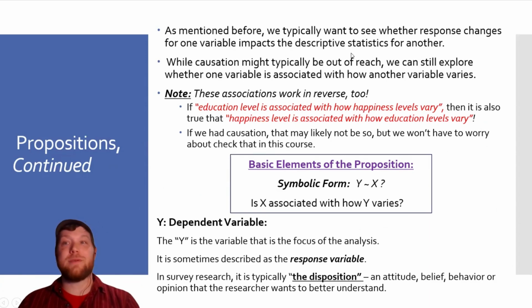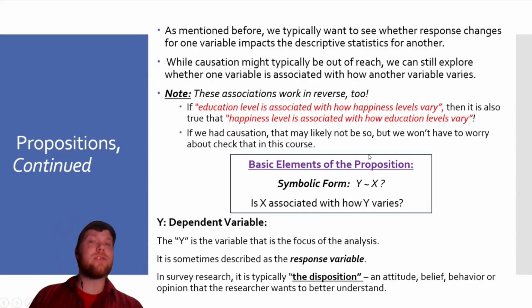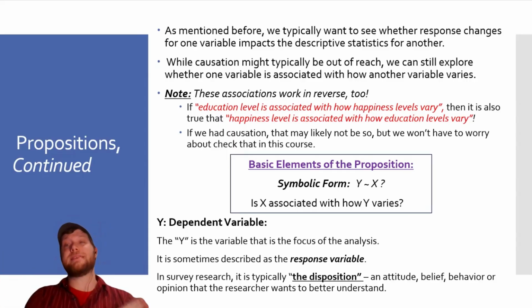So we often want to see whether response changes for one variable impact the descriptive statistics for another. Causation might be out of reach, but we can still explore whether associations exist. And these associations work in reverse too. If education level is associated with how happiness levels vary, then the flip would occur too: happiness levels are associated with how education levels vary. One isn't causing the other, but we can see where the relationships might be.